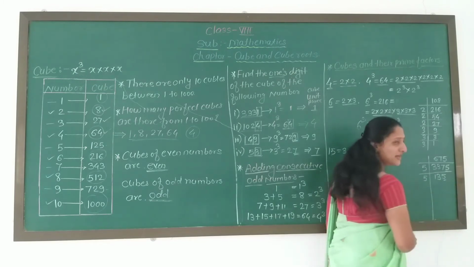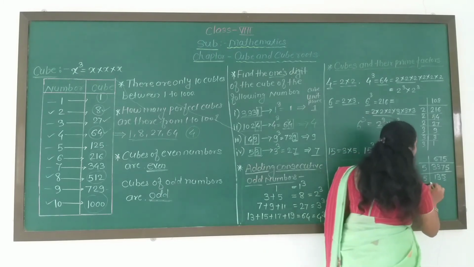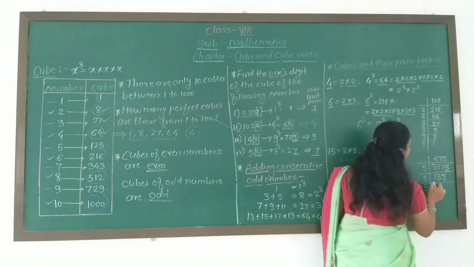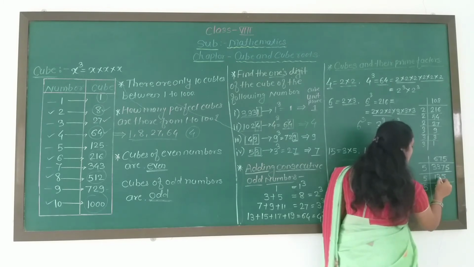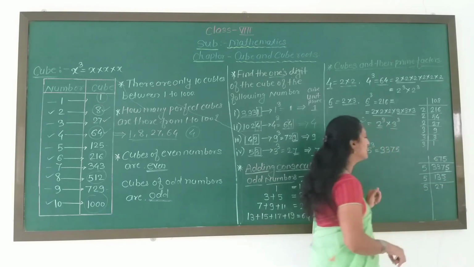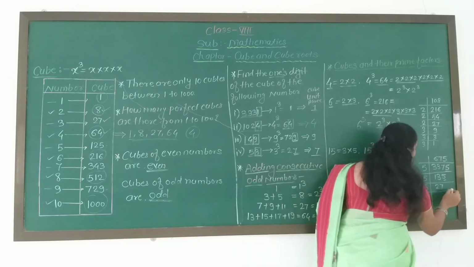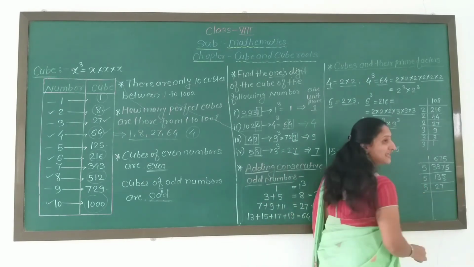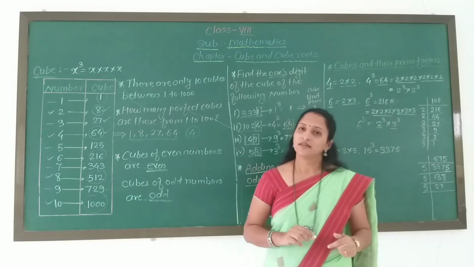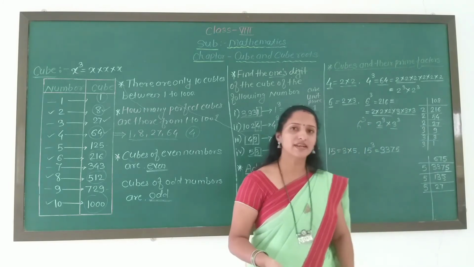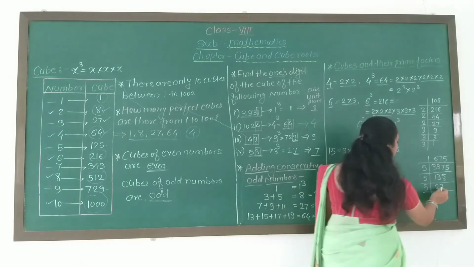5 is in place. So again this number will be divisible by 5. So 5 threes, 5 twos are 10, 3 is remaining. 5 sevens are 35. Right? After that, now 27, 2 plus 7 is 9, and 9 is divisible by 3. Correct? That means this number is divisible by 3.